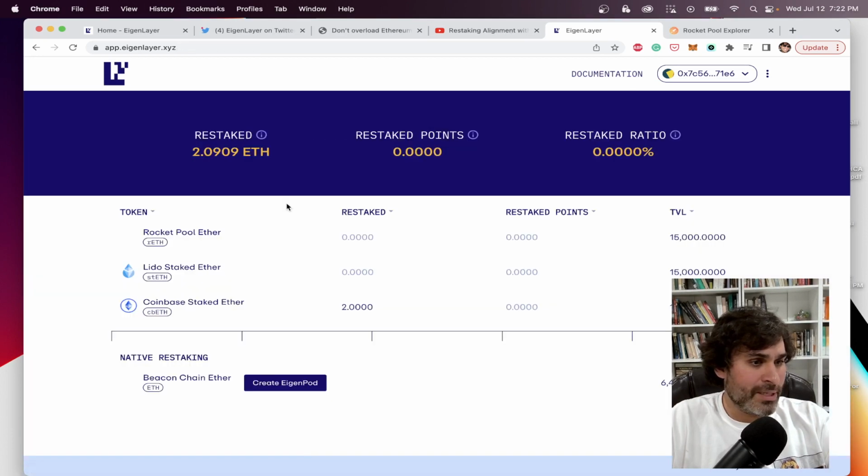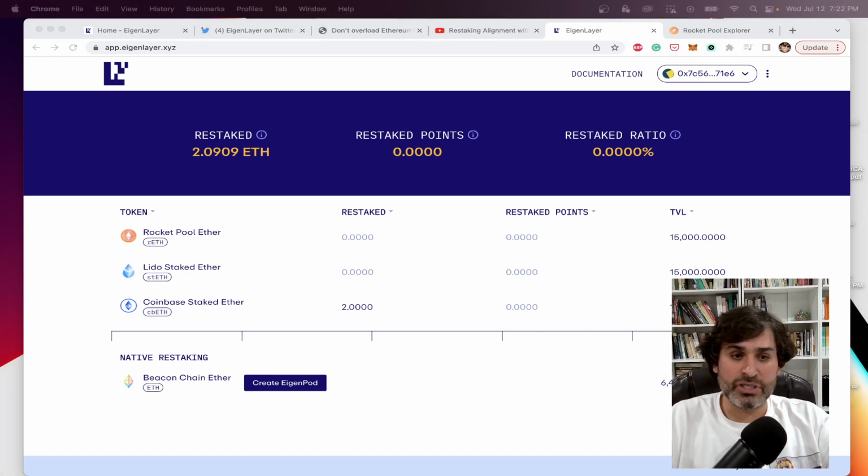So if you go back to their home, you can see that I've restaked 2.0909 ETH, and then as I leave it in there, I guess I'll get restaked points and restaked ratio. I don't know exactly how that works. So now you might be asking, why did I do this, right? I don't think this version of EigenLayer is providing any security to any service, which is fine, but maybe I'm wrong. Nobody's been able to give me a good answer for that.